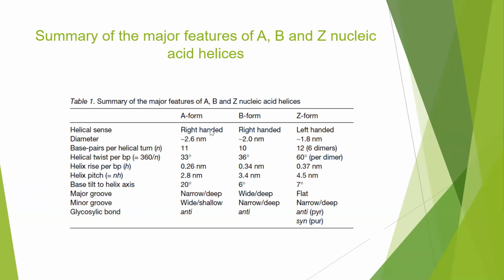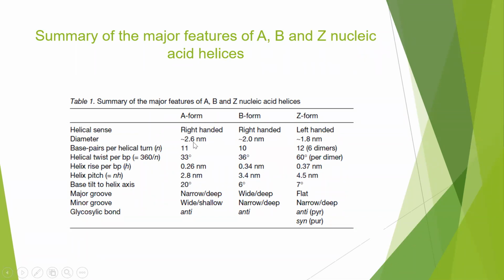So here is the table which gives some numbers summarizing the features of A, B, and Z forms of nucleic acid helices. Anytime we study the properties of the other polymorphic forms, we study with respect to the B form, because B form is considered to be the most stable form of the DNA double helix. The helical sense in B form is right-handed, A form also right-handed, but in Z form, it is left-handed.